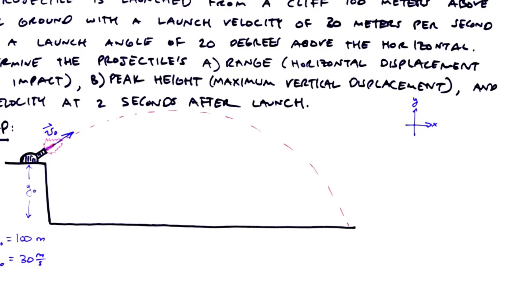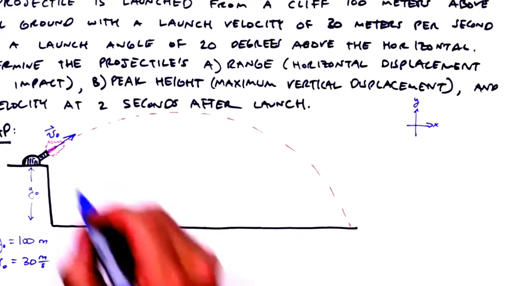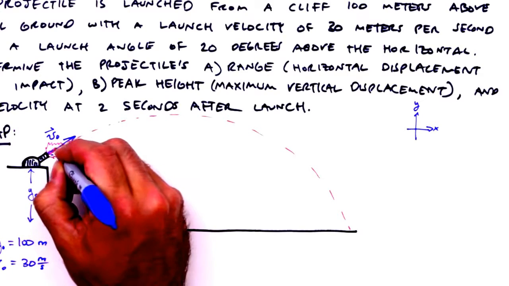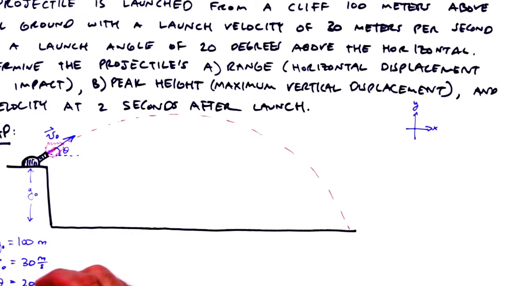We're also given the direction of the launch velocity, so we'll label the angle between the velocity vector and the horizontal as theta, and theta is equal to 20 degrees. So there are some of our knowns. There are a few more that are implied, and we'll address them shortly.